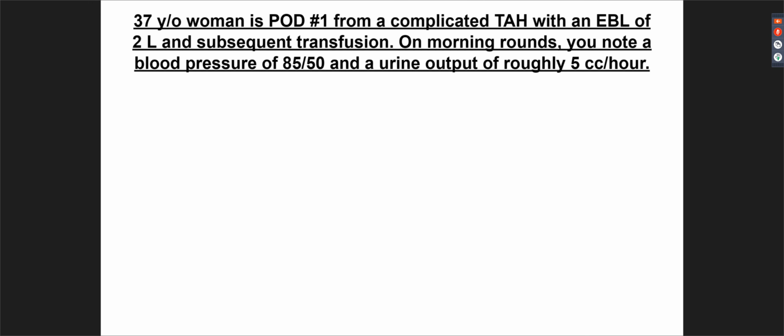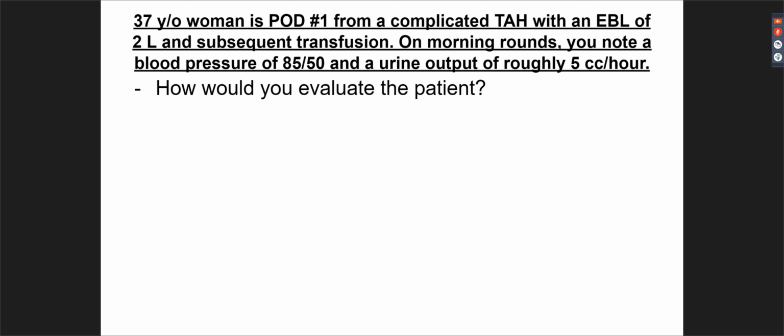So a 37-year-old woman is post-op day number 1 from a complicated total abdominal hysterectomy with an estimated blood loss of 2 liters and subsequent transfusion. On morning rounds, you note a blood pressure of 85/50 and a urine output of roughly 5 cc's an hour. How would you evaluate the patient?